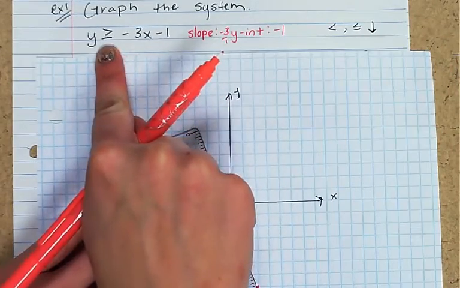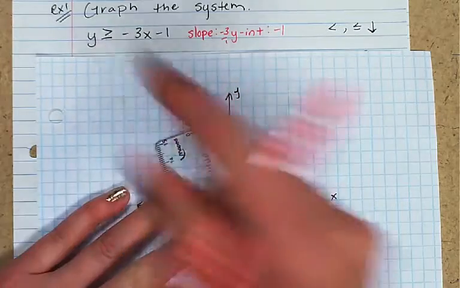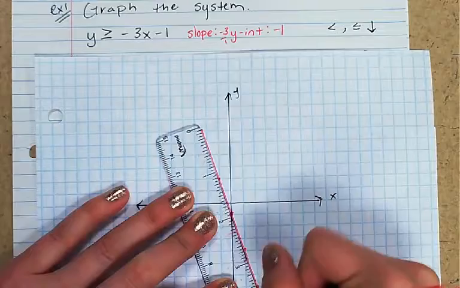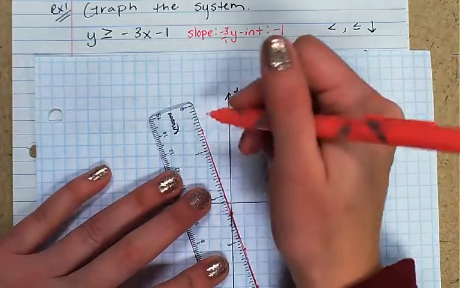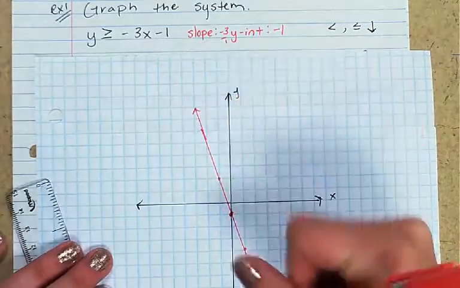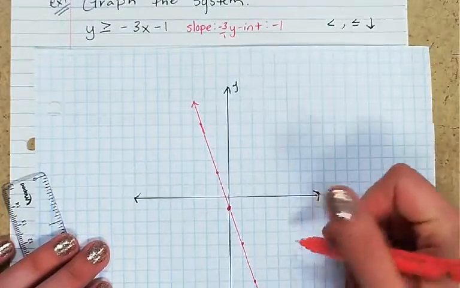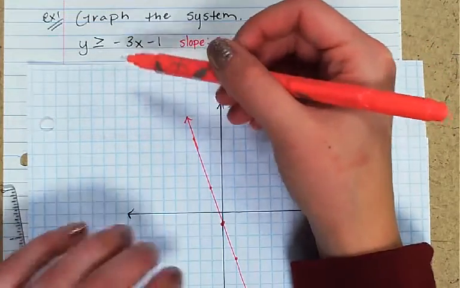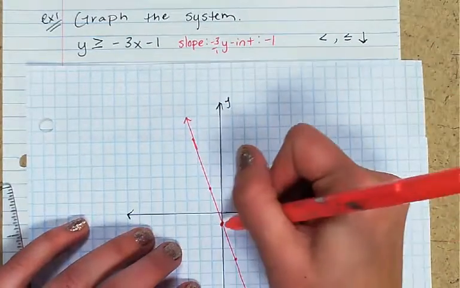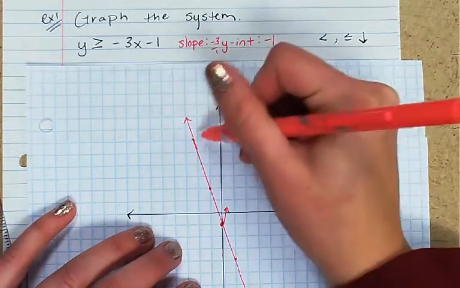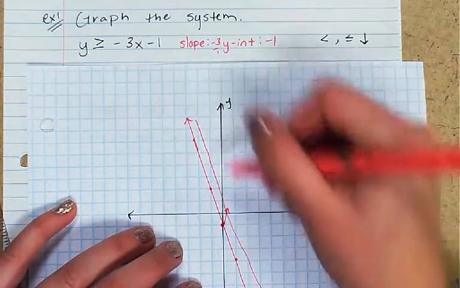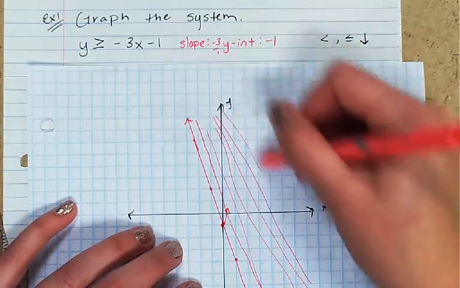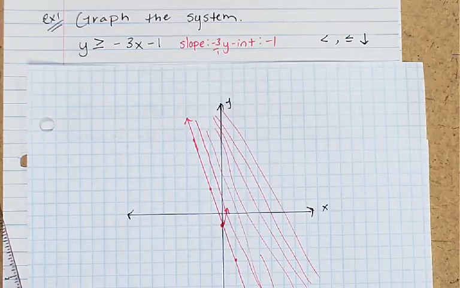Is this going to be a dashed or a solid line? There's an equal to bar, so it's going to be solid. I'm going to make that just a hair longer on the top. It goes on forever in both directions. Now, where are we going to shade? This says y is greater than or equal to. Greater than is up. So from here, I'm going to shade up. So that's this side of the line. Like so. Okay, so now let's do our second line.